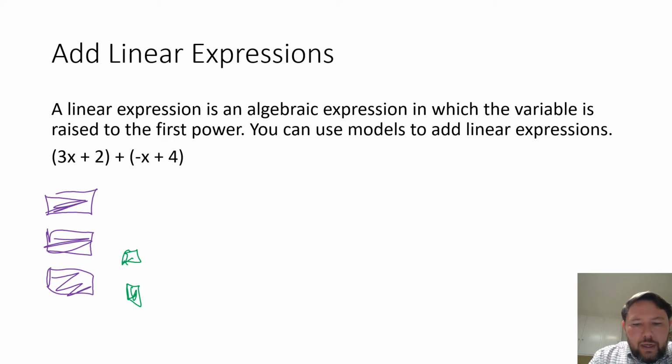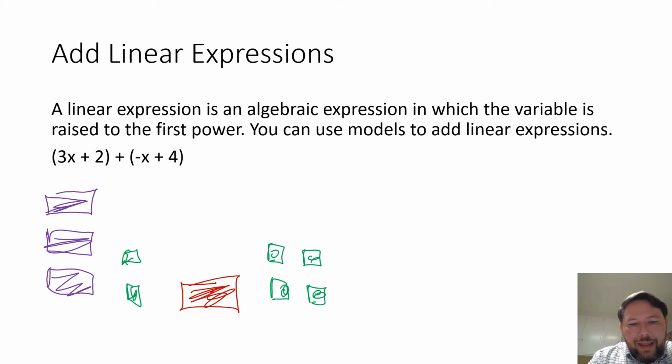Over here we have a negative x, so I'm going to draw that in red to indicate that it's negative, and then we have 4 more green individual ones that don't have a variable. So as we're looking at this, the green ones are all positive, so we're just going to add them together. We have 1, 2, 3, 4, 5, 6. So that means we have 6 here.